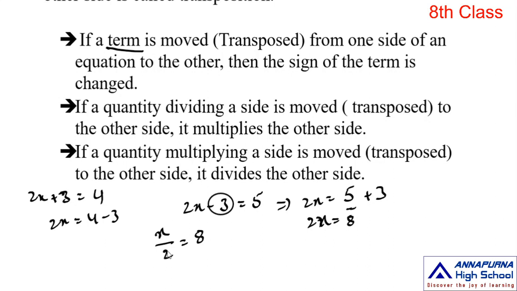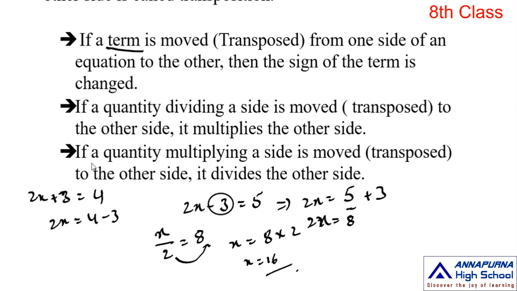Now this 2 divides the x. So when you transpose this 2 to right side, what we observe? Yeah, dividing a side is moved to the other side, it multiplies. So this 2 divides x. So when you transpose to right side, now it multiplies the right side. Right side already has 8. So 8 into 2. So x is equal to 16.